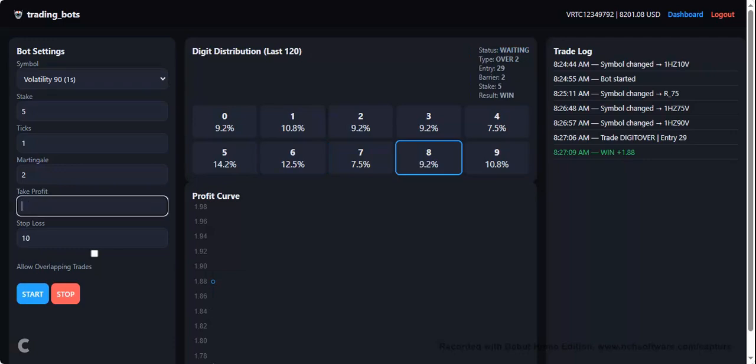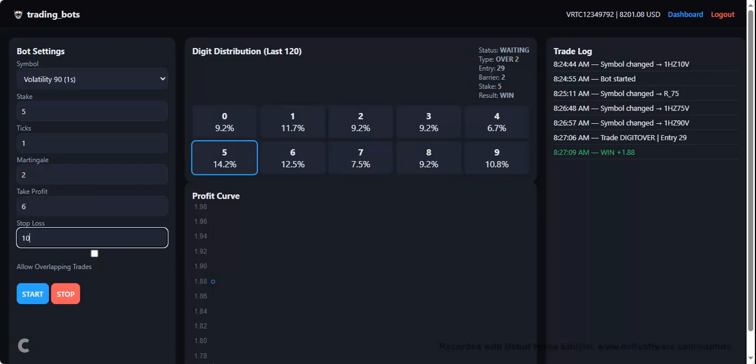Another key capability of the bot is flexibility across different volatility indices. Users can easily switch between available indices, allowing the strategy to operate in multiple market environments without changing the underlying logic. During this demonstration, the bot executed 4 trades, each with a stake of $5.